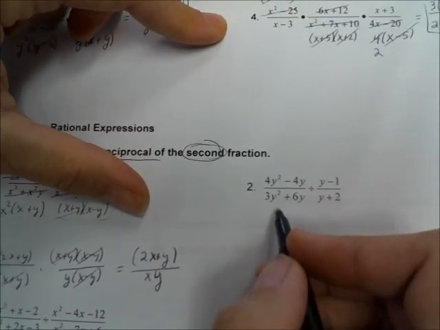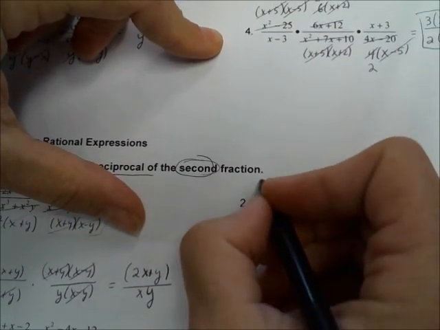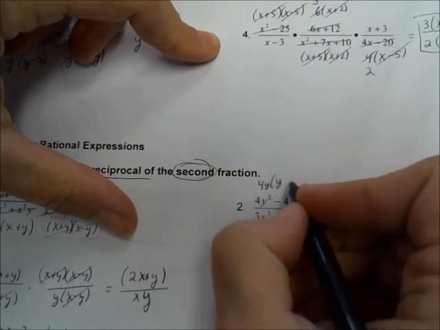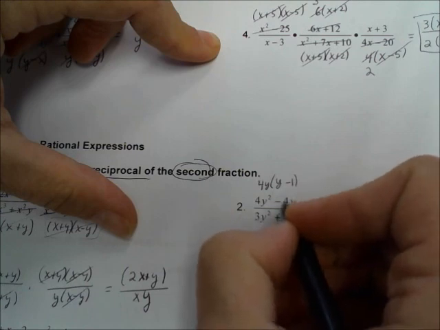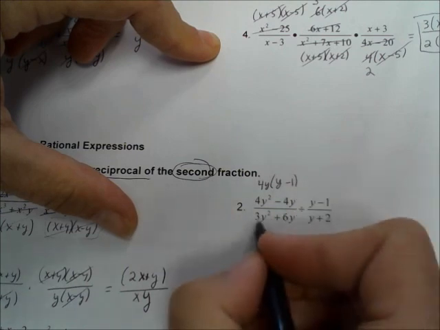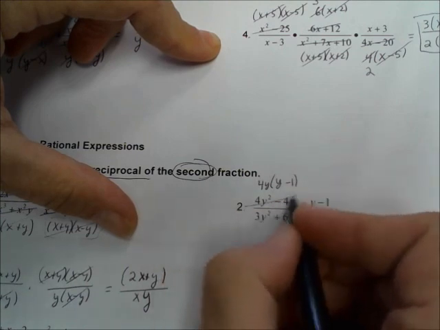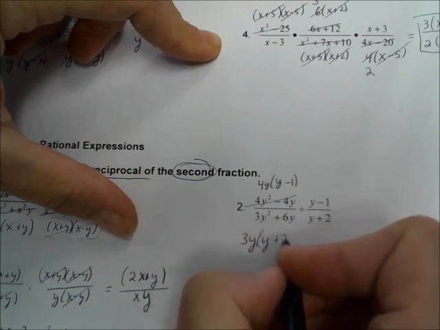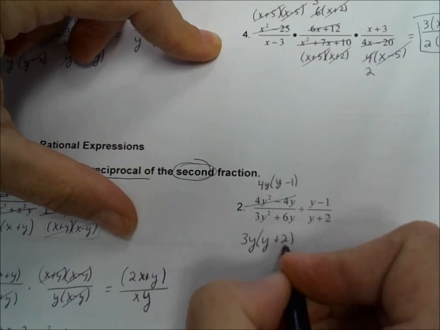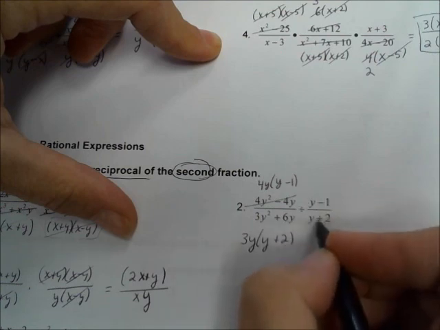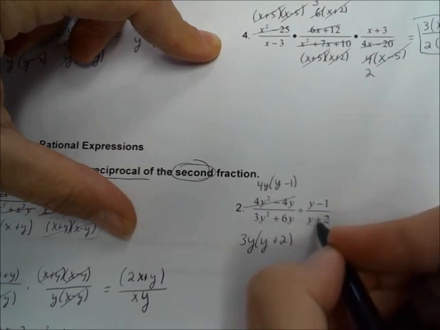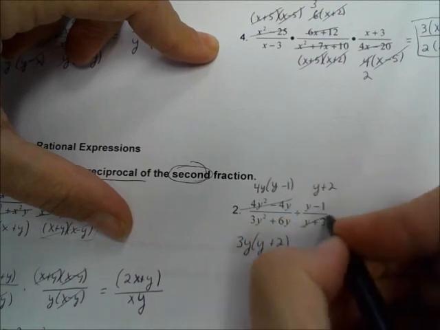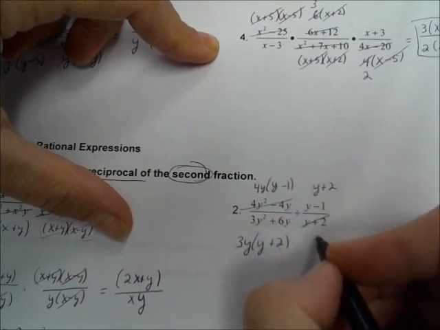In the second example, we have a GCF of 4y. So I'm going to take the 4y out and be left with y minus 1. Remember the 1 here. At the bottom, I have a 3y as a GCF. So 3y times y plus 2. 6y over 3y is 2. And now this is all factored, so I'm just going to move the y plus 2 to the top and the y minus 1 to the bottom.